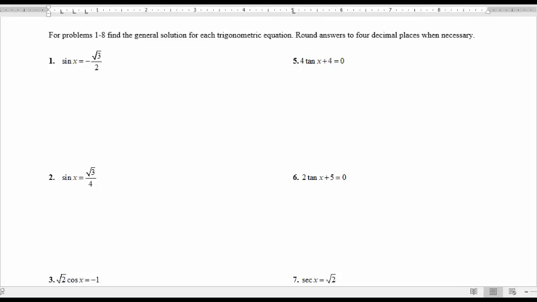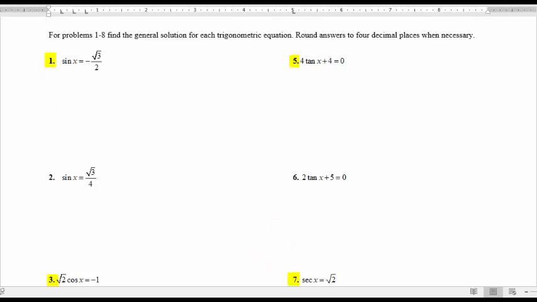So we continue our solving equations review with these basic trig equations, okay? And what you'll find with these trig equations is there's really two different types. There's ones that require exact solutions, and there's ones that require approximate solutions, okay? So the ones that require exact solutions in this particular set of problems are 1, 3, 5, and 7.